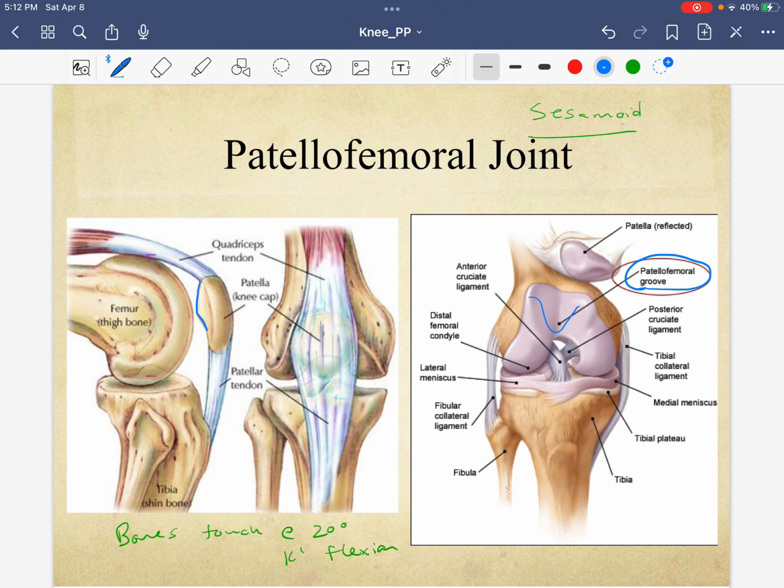This is a plane or gliding joint. Type of joint, plane or gliding. What type of motions are allowed? Gliding upwards and downwards. So it's a gliding or plane joint. And as we flex our knee, the patella glides upwards and downwards within that patellofemoral groove.